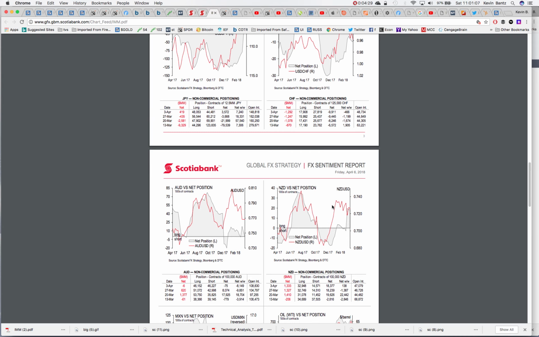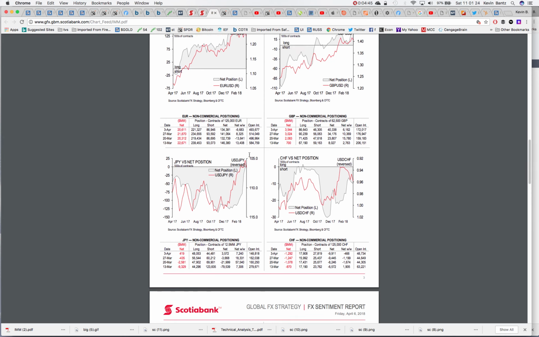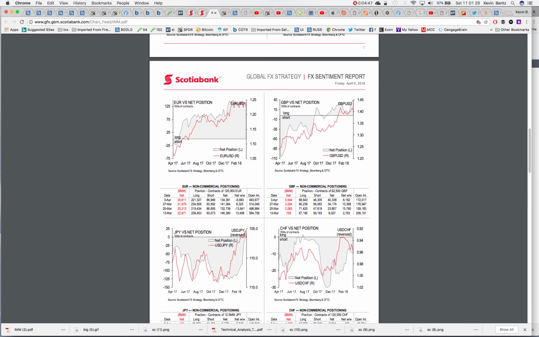Okay, New Zealand dollar versus Aussie, Japanese yen. Okay, but are they long yet? Yeah, they are. Net, there we go. Okay, so they just turned long on the yen. And euro, so we're up here on the euro, so short euro play here.